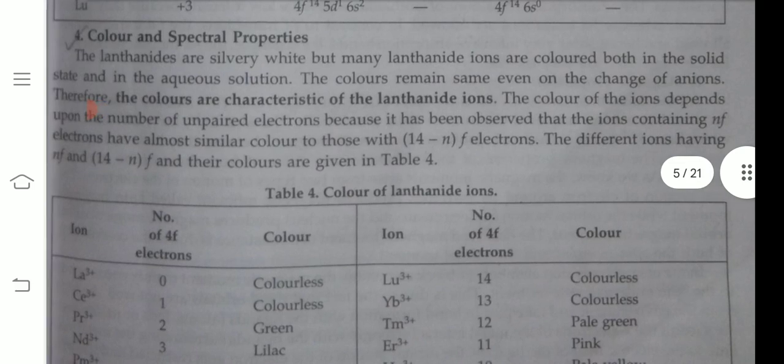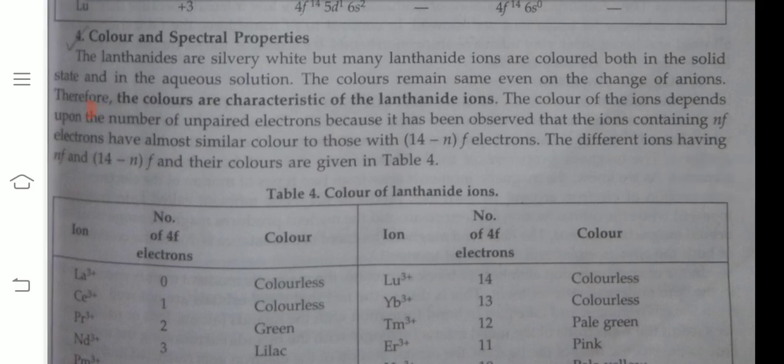Color and spectral properties. The lanthanides are silvery white, but many lanthanide ions are colored both in the solid state and in the aqueous solution. The colors remain the same even on the change of anions. Therefore, the colors are characteristic of the lanthanide ions.